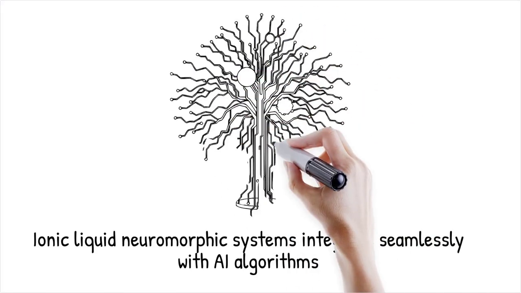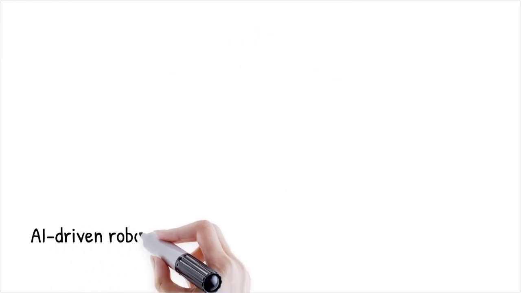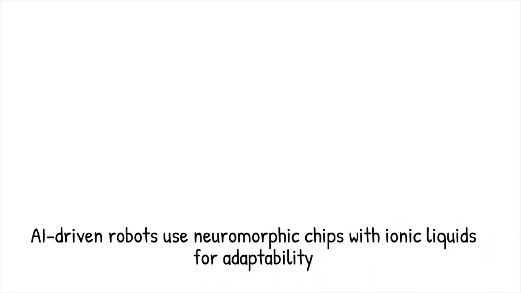The adaptive and dynamic nature of ionic liquid-based neuromorphic systems makes them well-suited for integration with advanced AI algorithms. These systems can perform complex computations and learning tasks more naturally and efficiently than traditional hardware. They support parallel processing and real-time decision-making, essential for applications such as pattern recognition and autonomous control. Integrating these technologies promises to enhance the performance and efficiency of AI systems significantly.